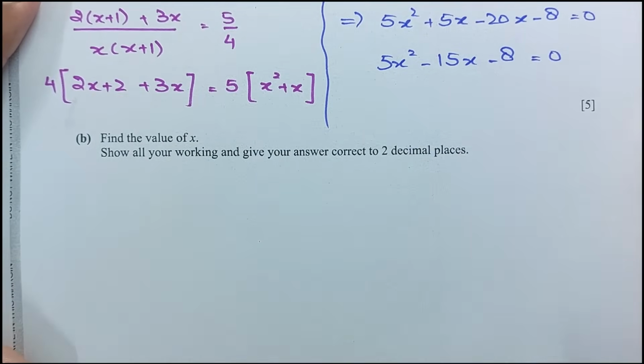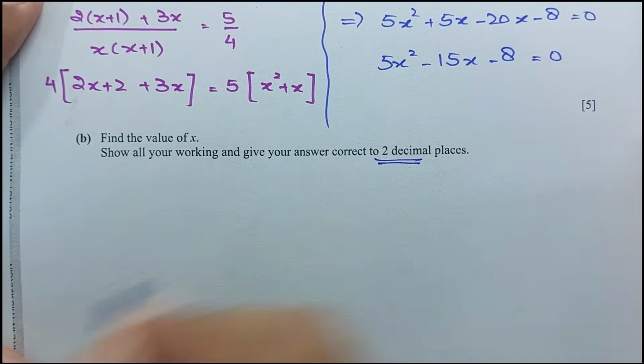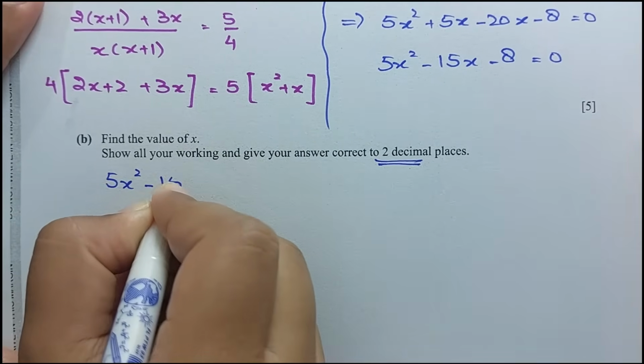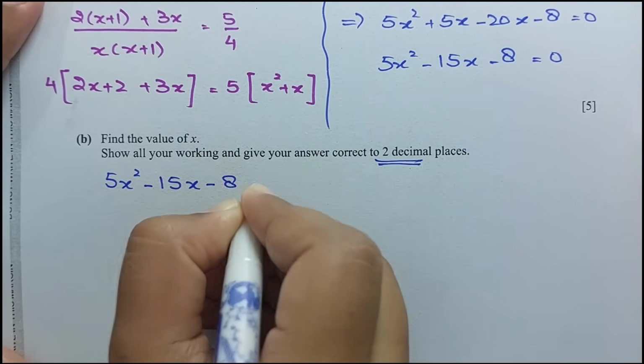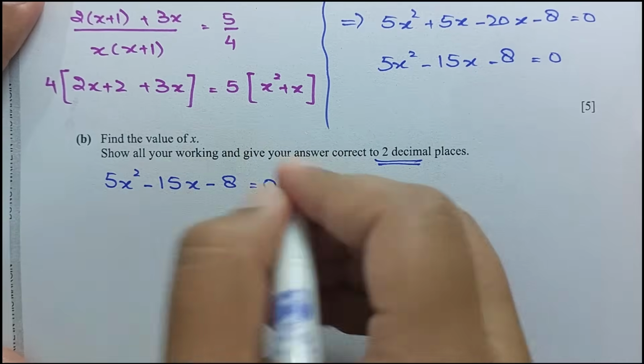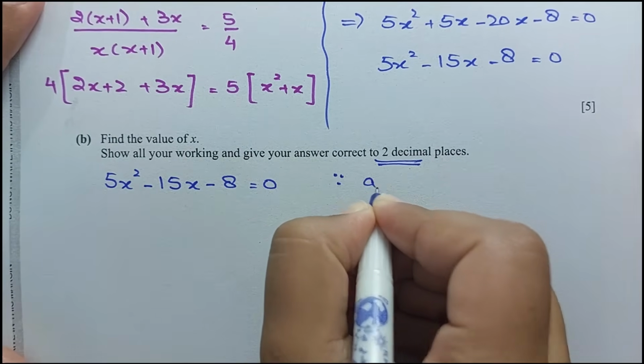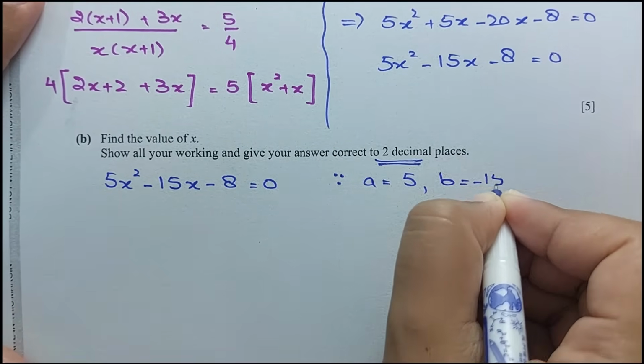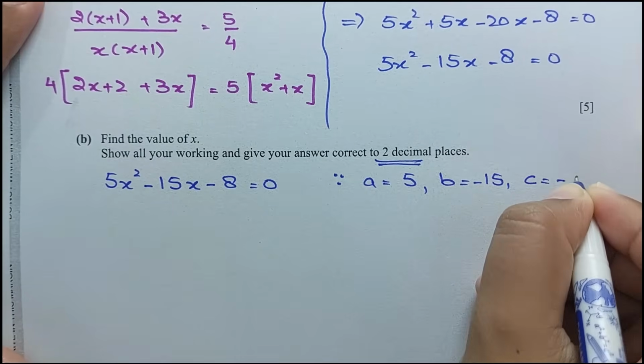Part B, find the value of x. You must show all your working and give your answer correct to two decimal places. Okay, we have 5x squared minus 15x minus 8 equals 0. It is a quadratic equation. So the a value is the coefficient of x squared, the b value is the coefficient of x, and the c value is the constant term, right?